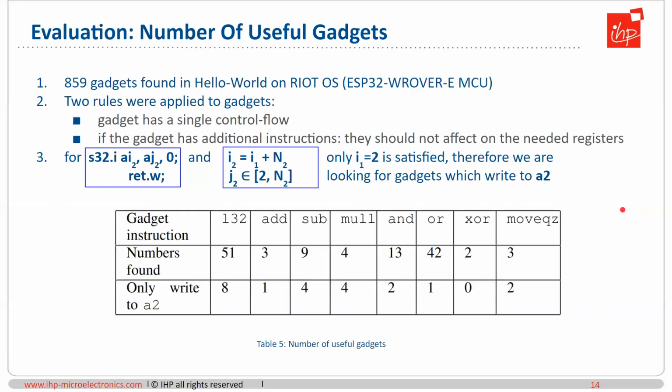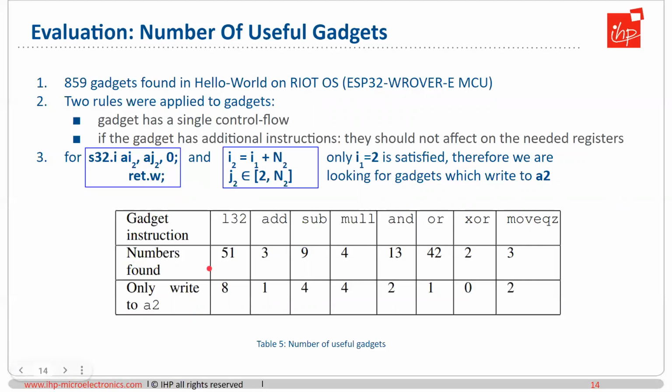Let's have a look at the evaluation part, where we can see the number of useful gadgets. In our example, we found 159 gadgets in a simple Hello World application on the real-time operating system running on the ESP32 microcontroller. Generally, 2 rules were applied to gadgets. The gadget should have a single control flow, and if the gadget has additional instructions, they should not affect the needed registers.